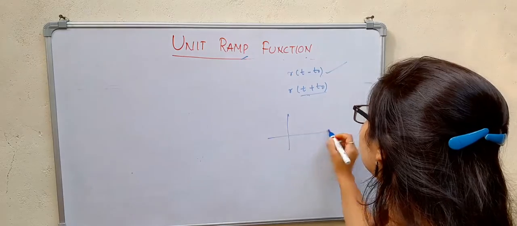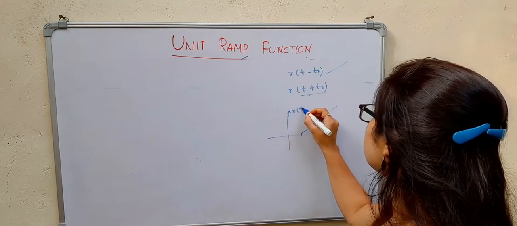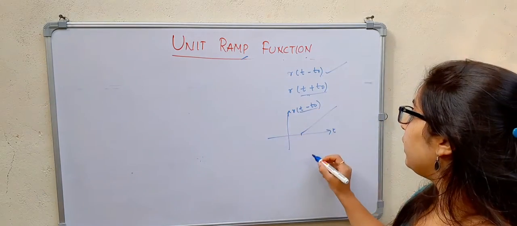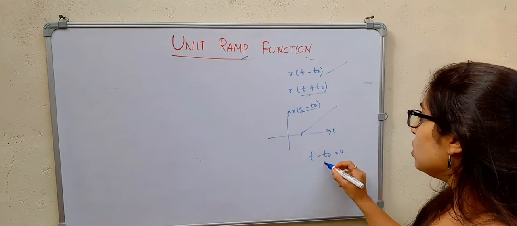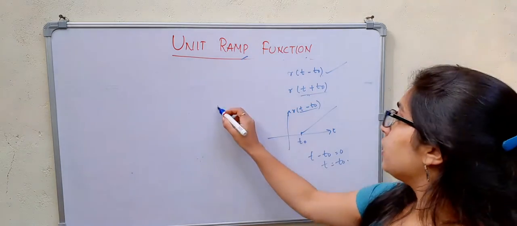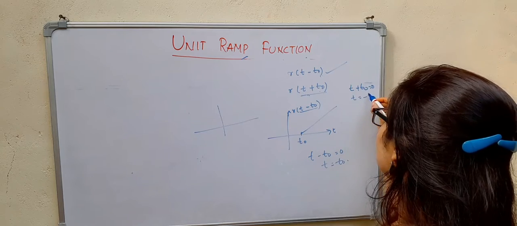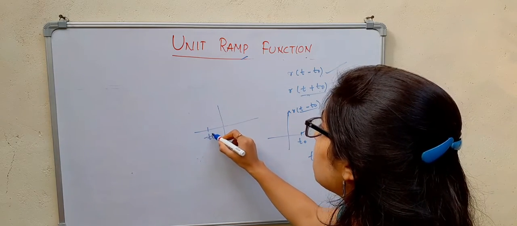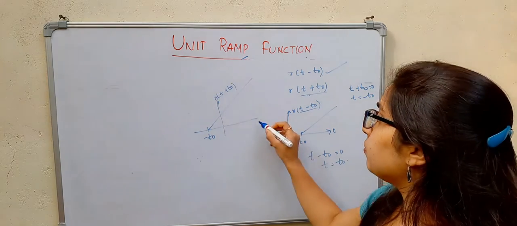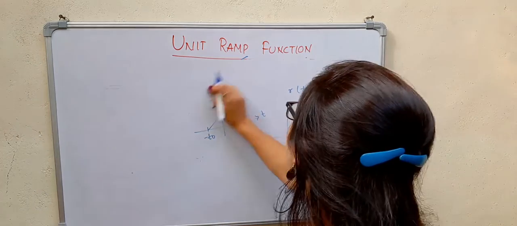Okay, so this will be your ramp function r of t minus t naught. From where will it start? To find it, you have to equate t minus t naught equal to 0. So t is equal to t naught. So this will be your t naught. Okay. So here similarly, t plus t naught is equal to 0, t is equal to minus t naught. So it will start from minus t naught. So this will be your r of t plus t naught. Okay. This is your shifting operation on the ramp function.